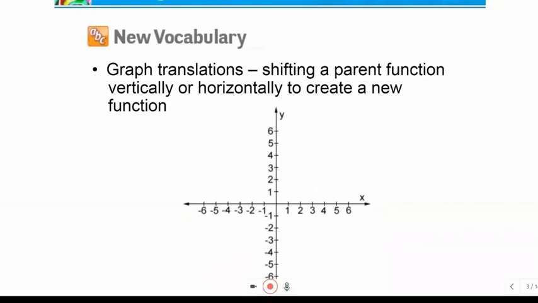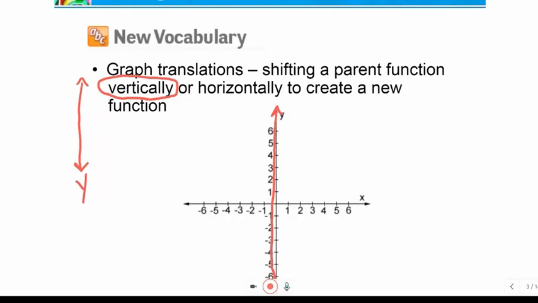So when you graph a translation, you are shifting. When you shift, you have two directions you could shift. You could either go vertically or horizontally. Vertical is an up and down shift. So kind of like the up and down y axis, that's exactly what a vertical shift does. It moves the y value.